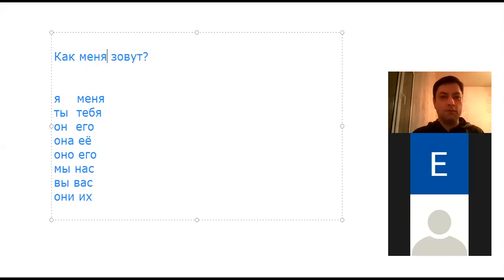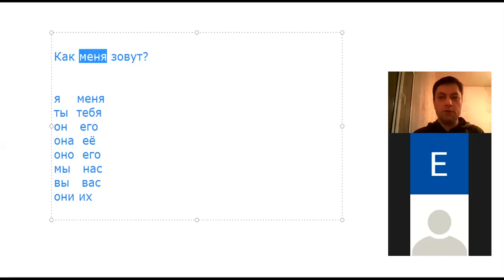Как меня зовут means what is my name? So you just need to change the pronoun. You choose one of these pronouns in the second column and put it into the sentence. And here, I want to remind you that in Russian language we have 2 ways of speaking to people. We have a formal way and we have an informal way.